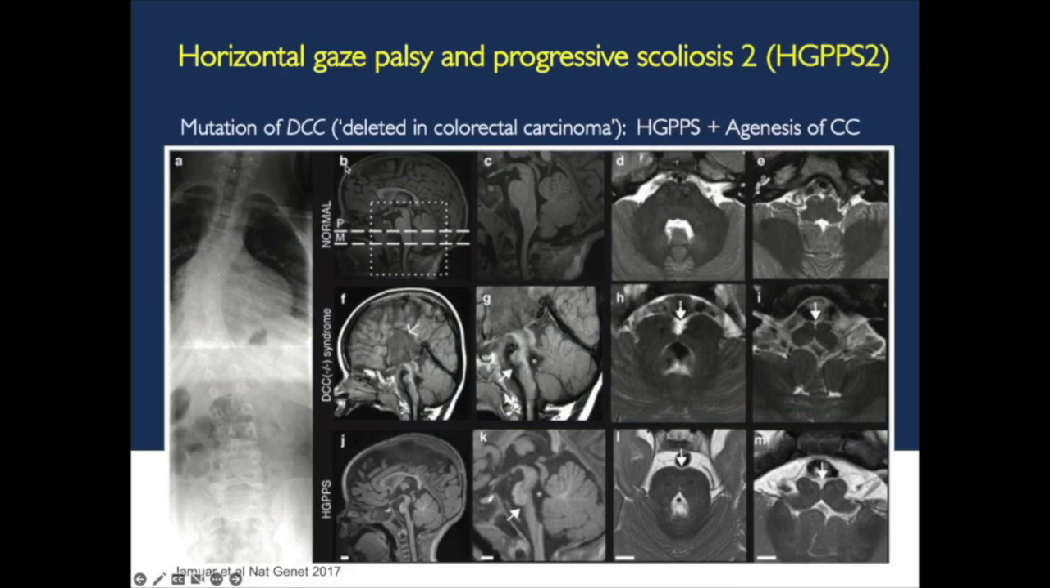Not quite that simple, unfortunately. So there's another gene that causes a different phenotype of horizontal gaze palsy and progressive scoliosis. This is the gene DCC, deleted in colorectal carcinoma. It was originally thought to be a tumor suppressor gene, but it's also involved in axon guidance. And here you'll have a very similar phenotype of the brainstem, but you'll also have an agenesis of the corpus callosum as well. So if you have this ROBO3 phenotype plus agenesis of the corpus callosum, then it's horizontal gaze palsy and progressive scoliosis type 2.